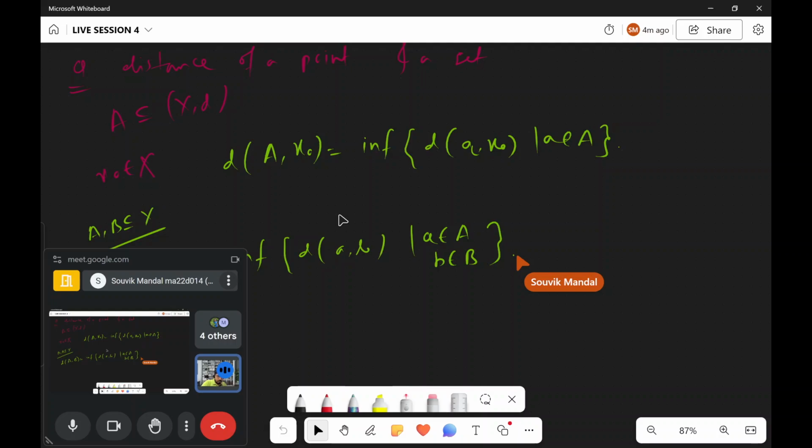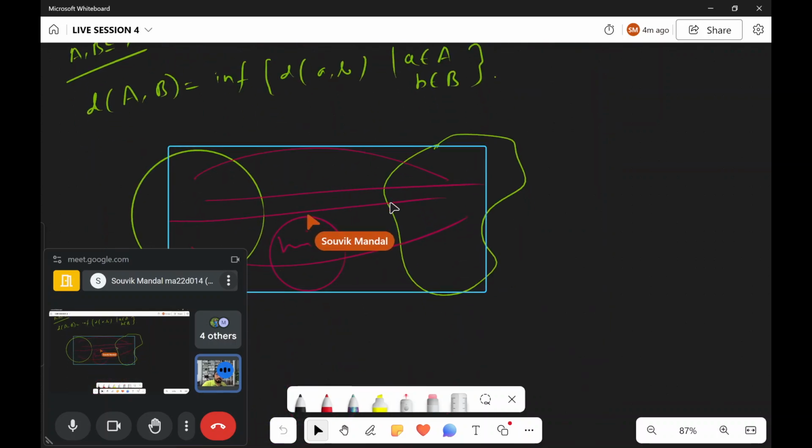Intuitively, suppose we have two subsets A and B of X. We take the minimum of all possible distances between their points, and we define that to be the distance between those two subsets. So that is the definition.